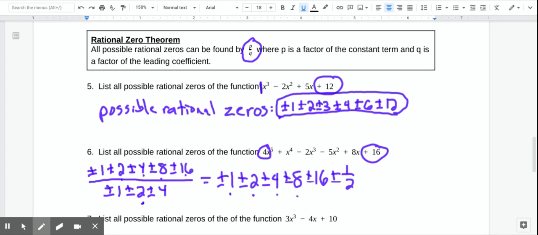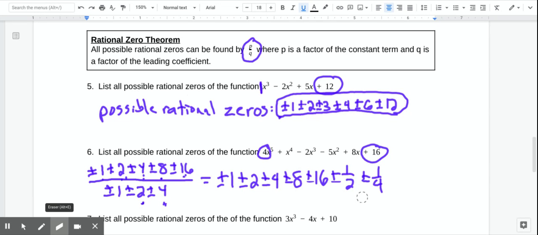And now we have to take everything and divide it by 4. So 1 divided by 4 is 1/4. 2 divided by 4 is 1/2. We already have that. 4 divided by 4, we already have that. 8 divided by 4, we have that. And 16 divided by 4. Okay, so this is our list of possible rational zeros.